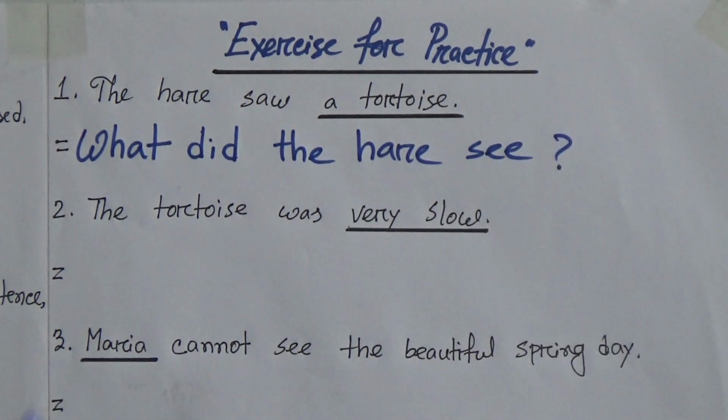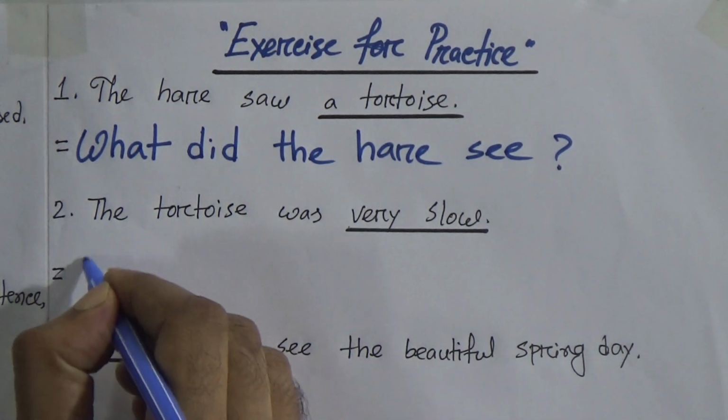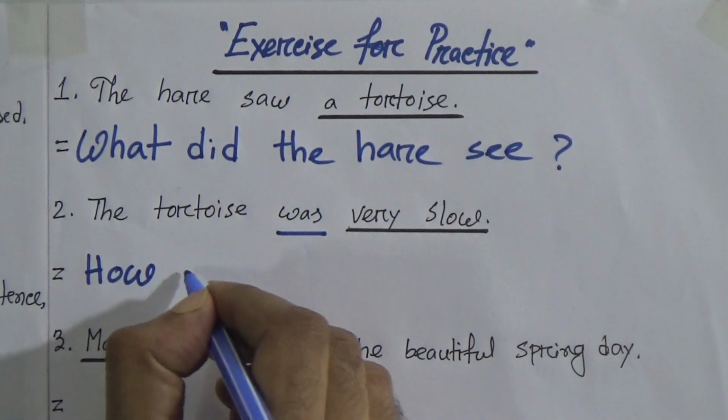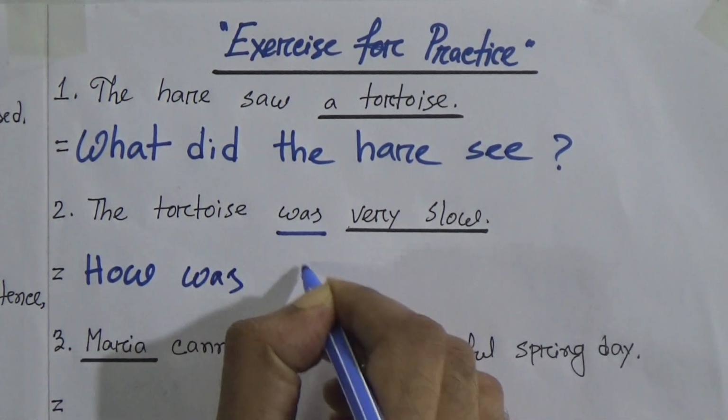The second question is, the tortoise was very slow. We can see here the manner or the condition of the tortoise is explained, so we will use how, and the auxiliary verb is was, so we will take it: how was the tortoise?